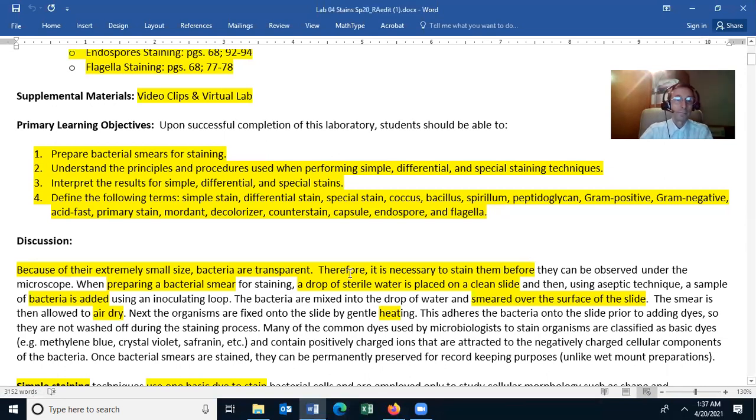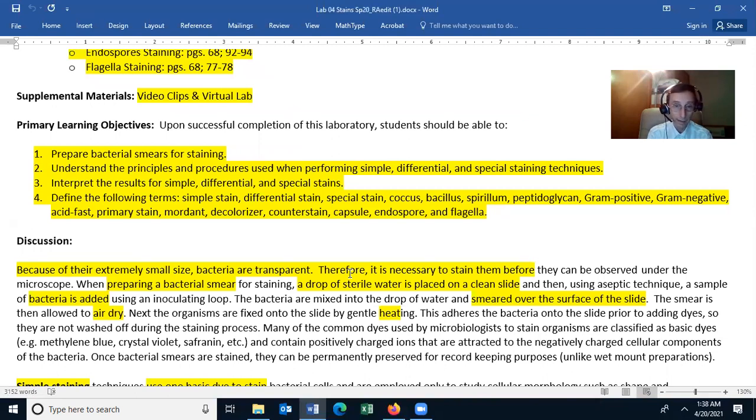So for successfully completing this laboratory, students should be able to prepare bacterial smears for staining, understand the principles and procedures used when performing a simple stain, a differential stain, and special staining techniques. Be able to interpret the results of a simple stain, a differential stain, and a special stain. And then be able to define the following terms.